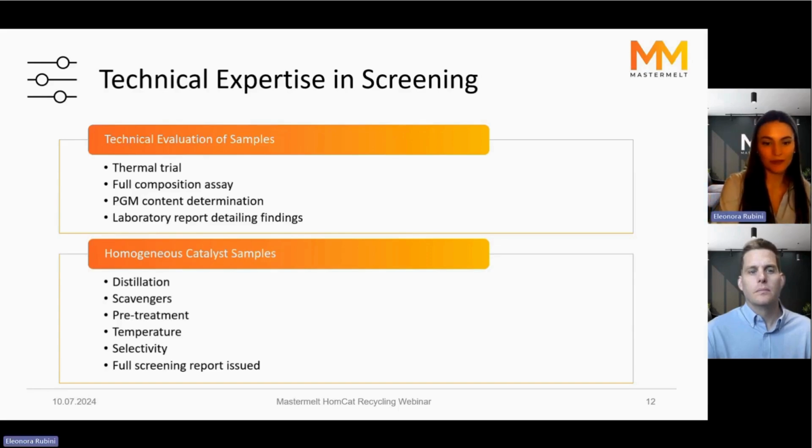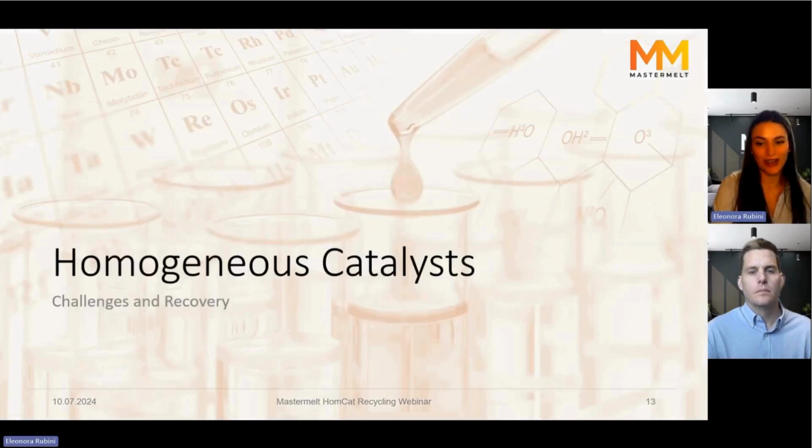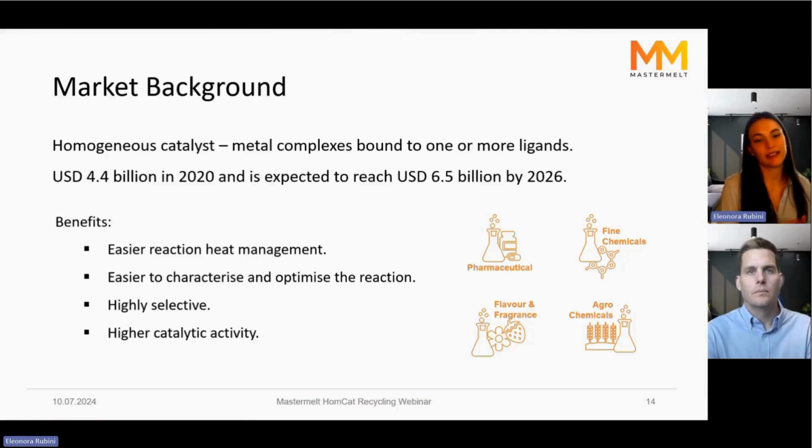And now we can deep dive a little bit more on the homogeneous catalyst itself and what the challenges of the recovery are. So what we saw, on a little market background overview, is that the homogeneous catalyst market is growing. In 2020, it was about $4.4 billion US, and it's expected to reach $6.5 billion US in 2026. As Adam was explaining, these are catalysts that are being used mostly in the pharmaceutical, fine chemicals, flavor and fragrance, but also the agrochemical industry.